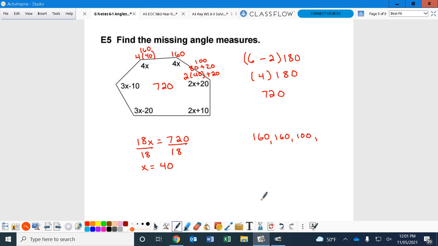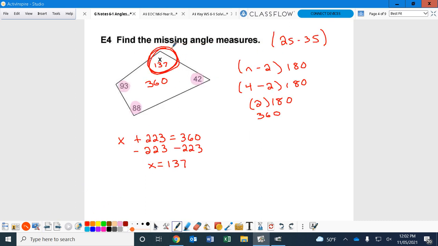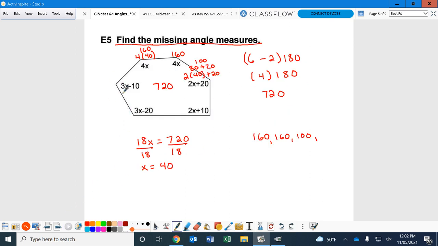Wait a minute. So we gotta go back and. Say it one more time, huh? We gotta go back and put the numbers into each. Yes, because it says to find the missing angle measures. On the last one, the only missing angle measure was the x, so you didn't have to do anything. X is your answer. On this one, you got to plug it into all of them to get all the different angles. It's a very good question.